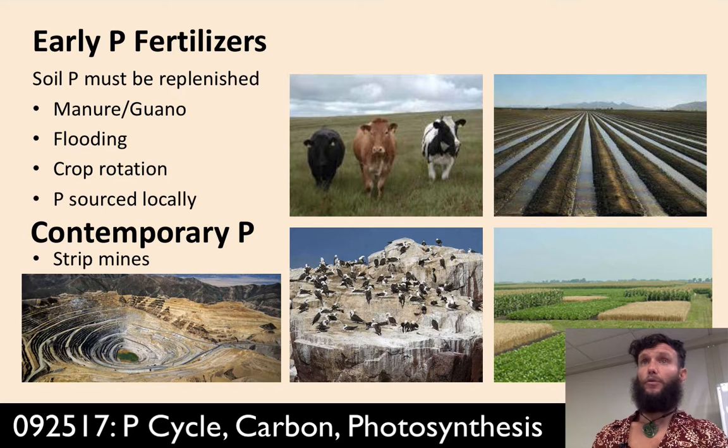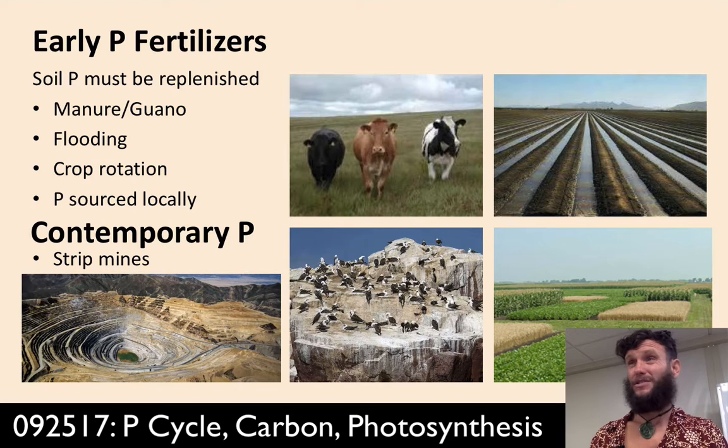Crop rotation is another way. There is the practice of doing crop rotation, where you have certain crops that are less phosphorus intensive than others. You can plant a crop and you till it under to enrich the soil. And people would source their phosphorus locally early on. Whatever source was around you, you would go for it.